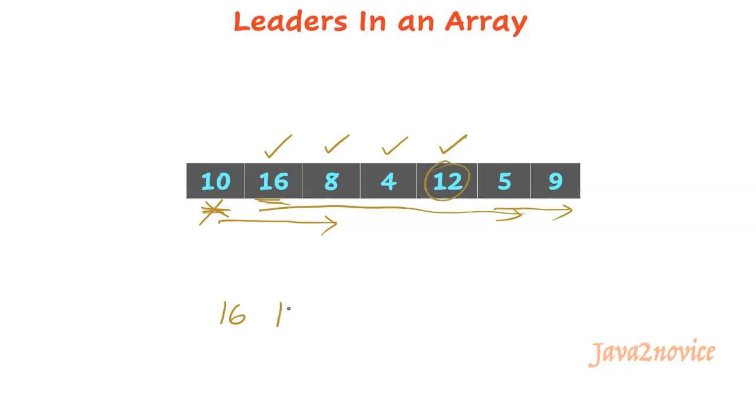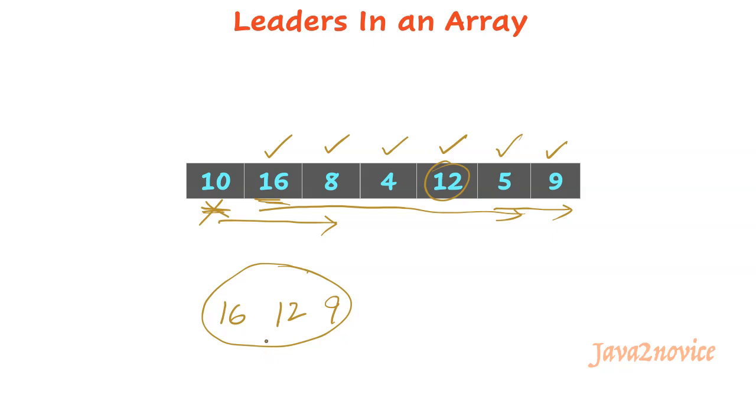Let's write it here. Next is 5. 9 is bigger than 5. So 5 cannot be a leader. 9 is on the right edge. No other element exists on its right. By default, the rightmost element is considered a leader. Let's write it down. These numbers are called leaders in this array.